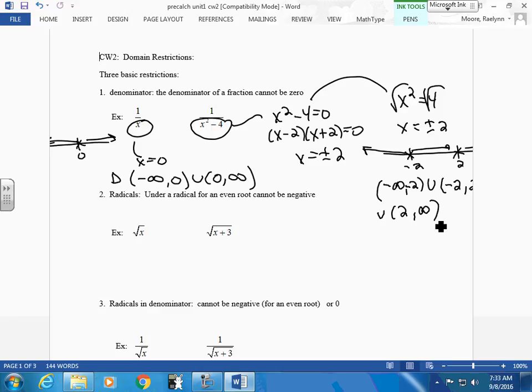Okay? Anytime you have a denominator, set it equal to 0. Take out the parts out of your all real numbers that you cannot use, and give me your restricted domain. It's restricted to only what's left over.